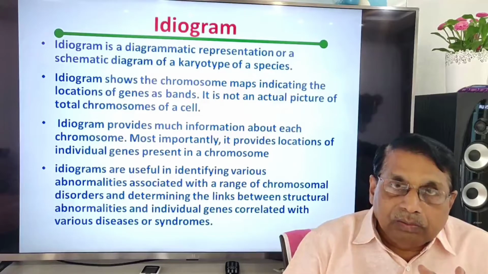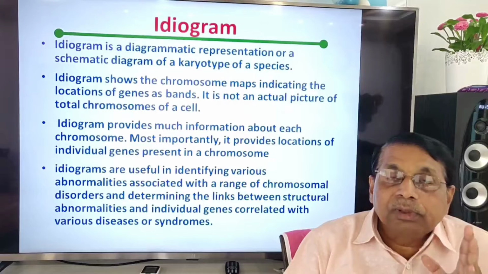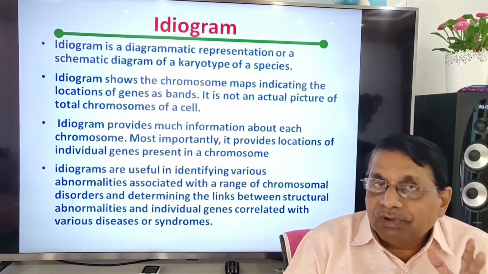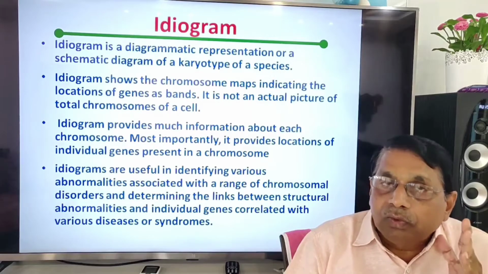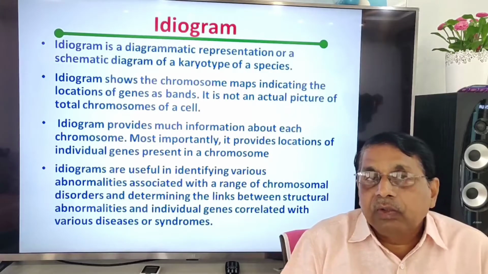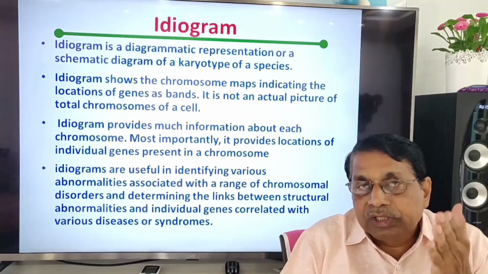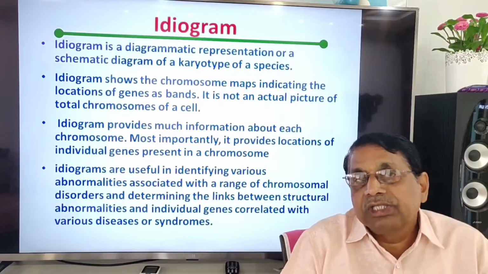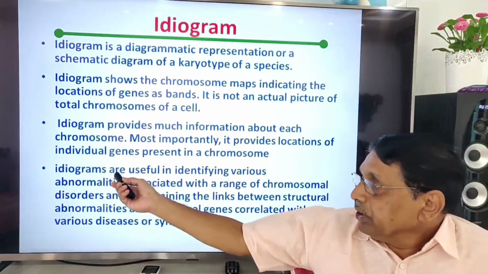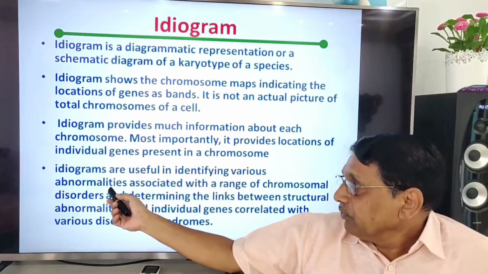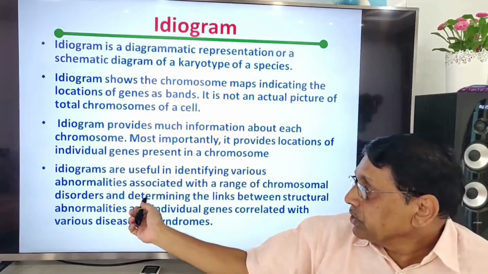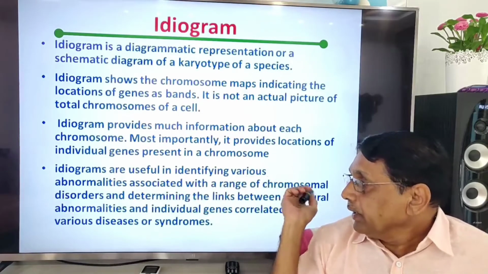So idiogram information will be more useful than the karyotype, because we will be knowing on which chromosome which gene is present, where it is present, to which gene it is linked, and in which gene it is non-linked. Ideograms are useful in identifying various abnormalities associated with a range of chromosomal disorders and determining the links.